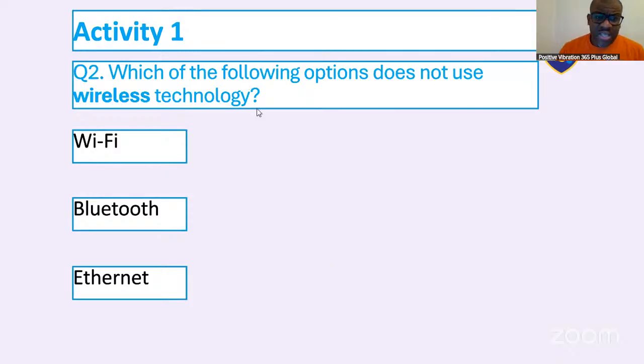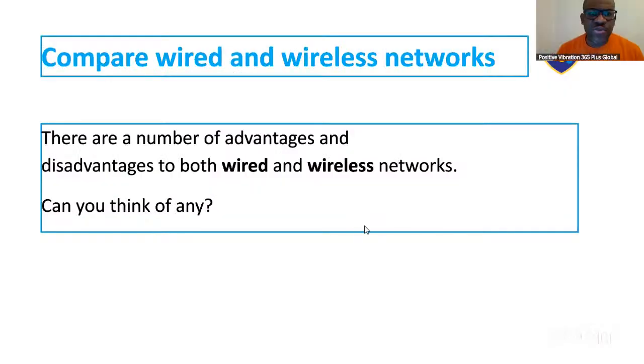Now, I think one of your questions on there asks, which of the following options is not wireless? And that would be which one? Ethernet. Good. All right, that's Ethernet, cool.